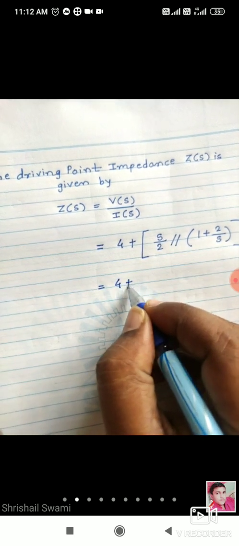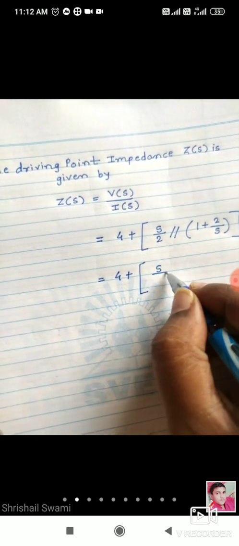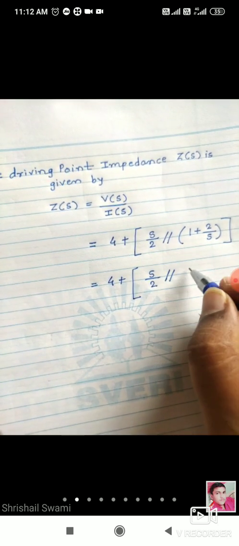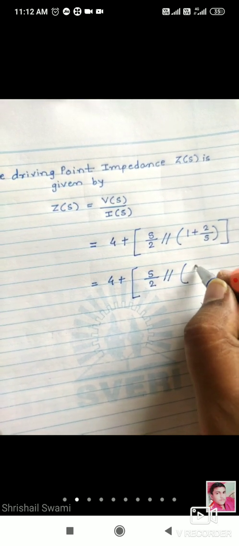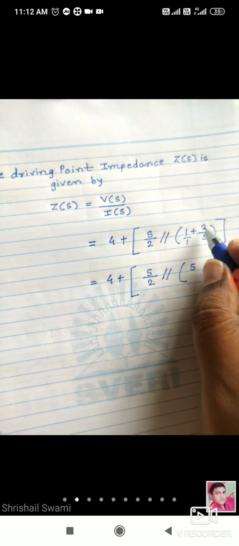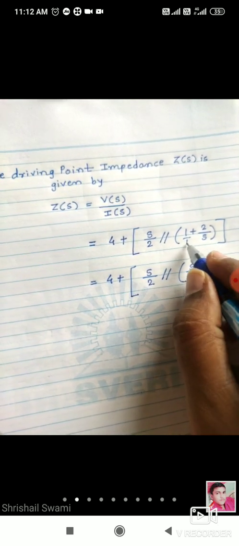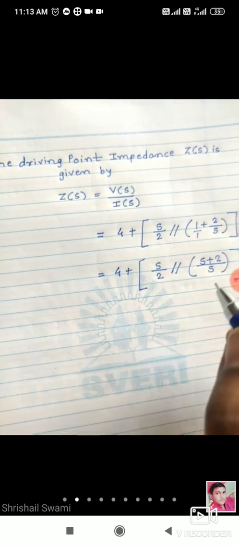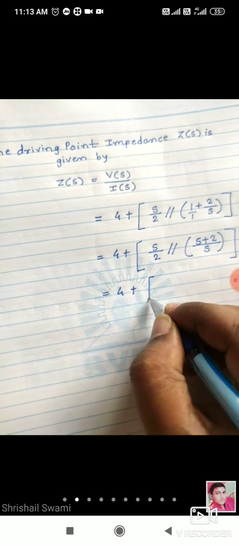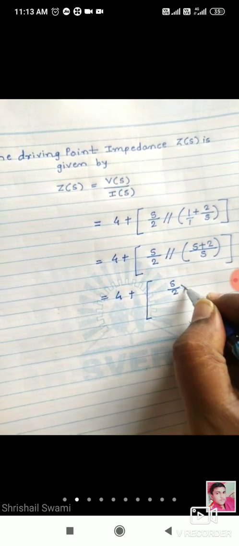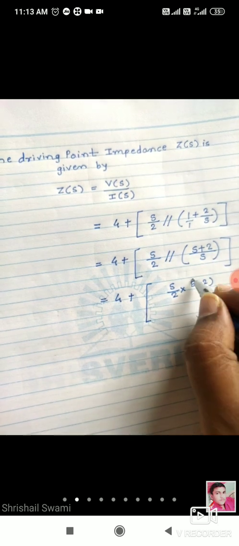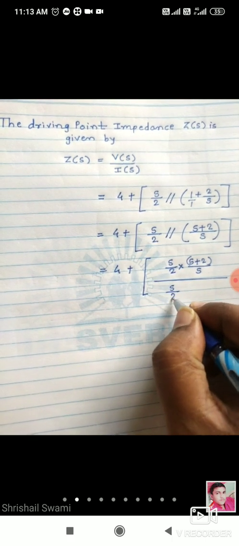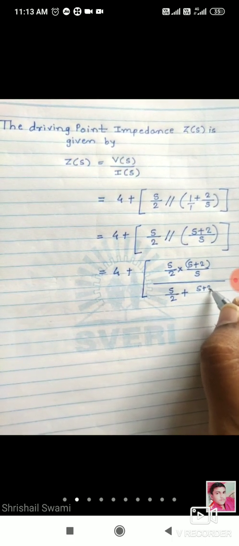That combination is in parallel with S by 2, and that total combination is in series with 4. So solve this: 4 plus as it is. This S by 2 you can keep as it is, because this is not in a proper way. So first of all solve this bracket. What we are getting now: 1 into S, that is S. Here there is nothing, that means it is 1. 1 into 2 means 2 divided by 1 into S. So this is the proper way. So you can take the parallel combination of this, that is 4 plus the parallel combination, S by 2 into S plus 2 divided by S by 2 plus S plus 2 divided by S.